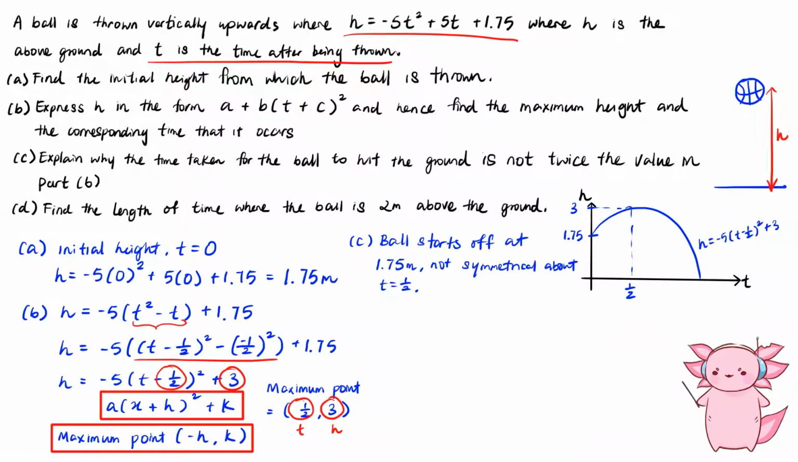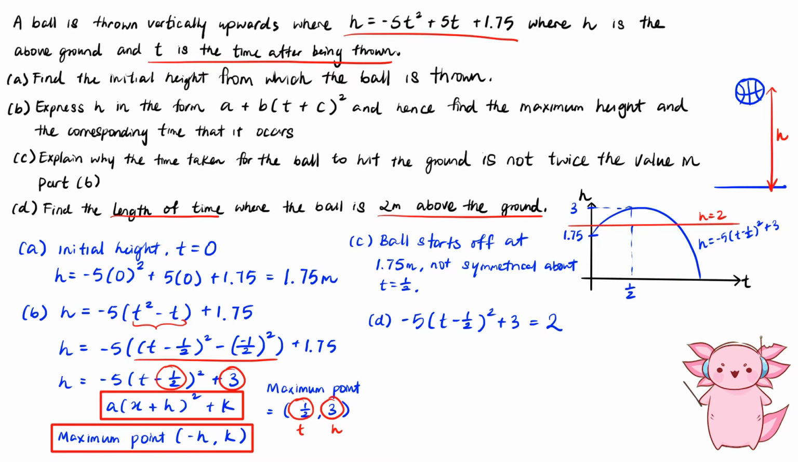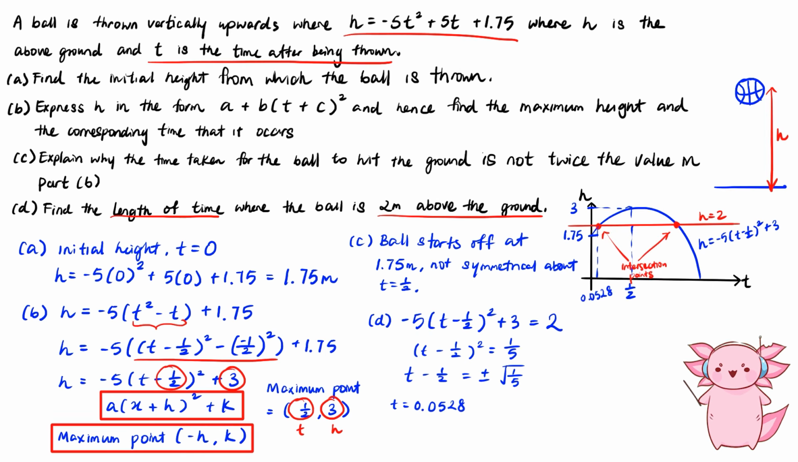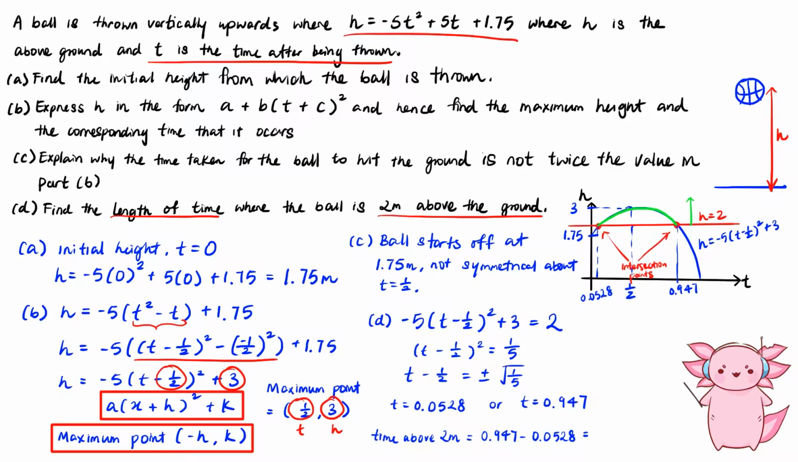multiply it by 2. Now for the last part, to find the time taken when the ball is above 2 meters, let's draw the line h equals to 2 on the graph, and you can see that it refers to this region over here. Now we just take the equation of the curve and we equate it to 2 to find these two intersection points here, which gives us the value of t is equal to 0.0528 and t is equal to 0.947 seconds. Then the time above the height of 2 meters is this region here, which is just 0.947 minus 0.0528, which gives us the final answer, 0.894 seconds.